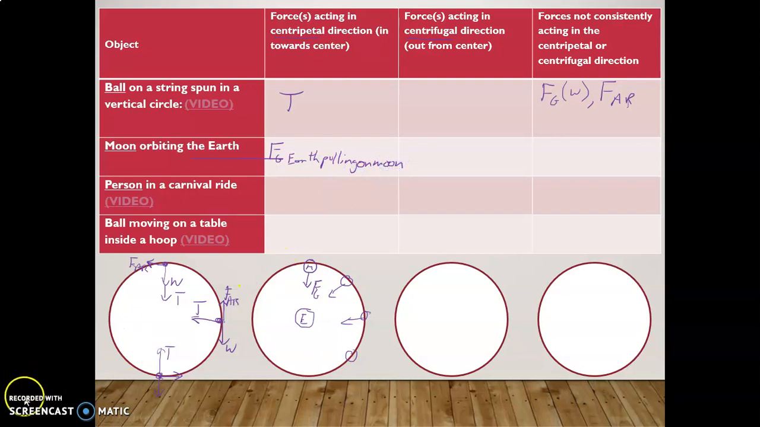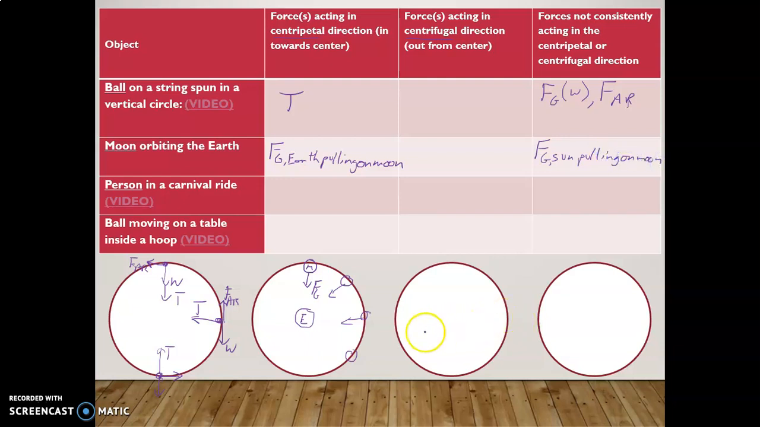pulling on the moon. And we think about, well, what other forces are acting on the moon? Well, there's no air resistance. There's no normal force. It's not touching anything. There's no tension. There are forces of gravity from other objects, like the sun. So, force of gravity of the sun pulling on the moon.